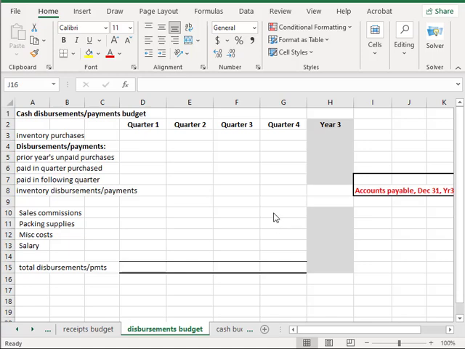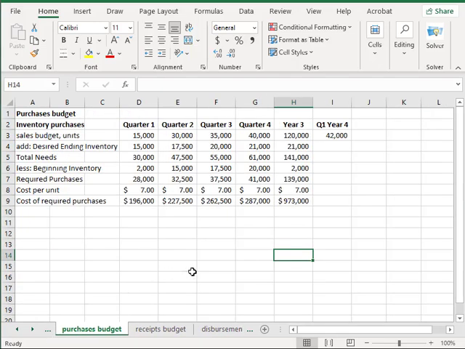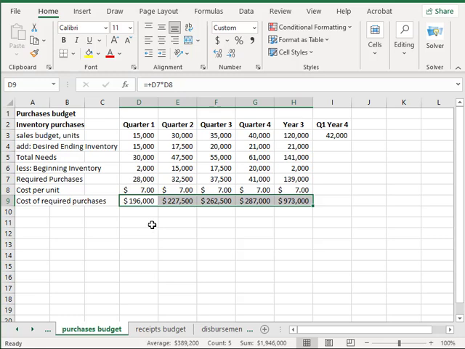So now we're going to work on cash disbursements and payments. You may recall, just to review, that we had a purchase budget. This is when we're going to buy the flip-flops. That doesn't mean we're going to pay them on the day that we buy them.